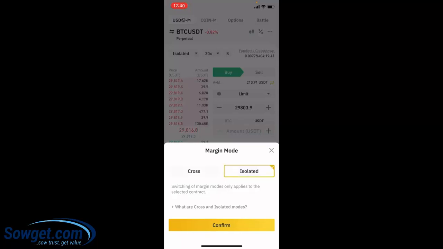But if you are picking isolated, let's say you have $200 in your wallet and then you enter a trade with just $100. If the trade should go down to your liquidation price, you are only going to lose the $100 that you have used to enter that trade. So the remaining $100 in your futures wallet is still safe. So that's why I always advise, especially beginners, that they should always use isolated margin. So for this video, I'll be using isolated margin, and I hope you understand now.